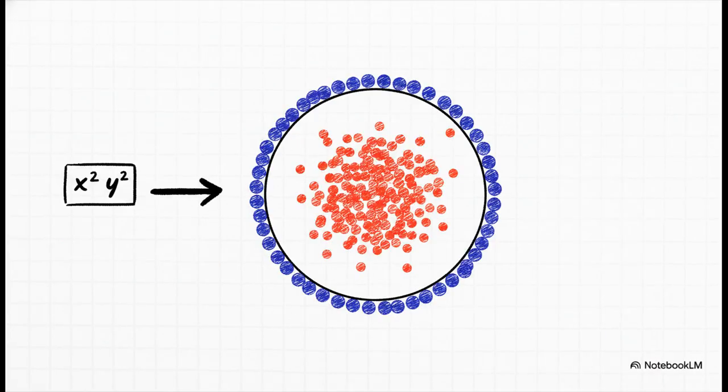And get this, it's not even stuck with straight lines. By getting a little creative with our features, we can get the model to learn non-linear boundaries. We could have it draw a circle to separate a cluster of points in the middle from everything on the outside. That kind of flexibility is a total game changer, and it's how logistic regression solves some really tricky problems.